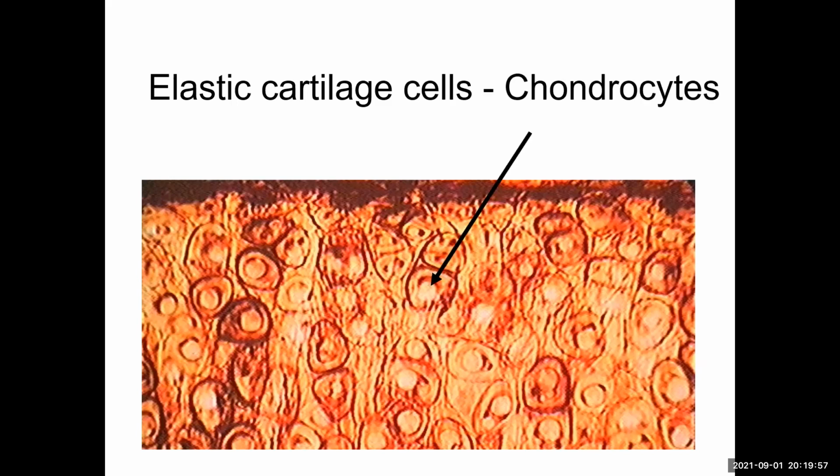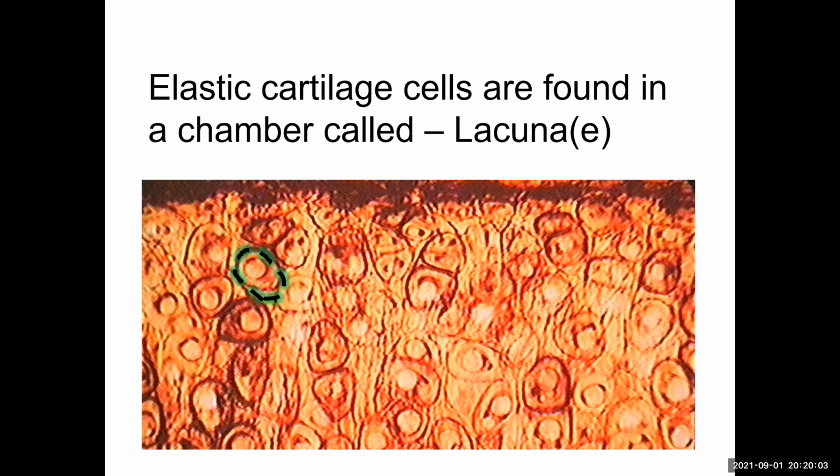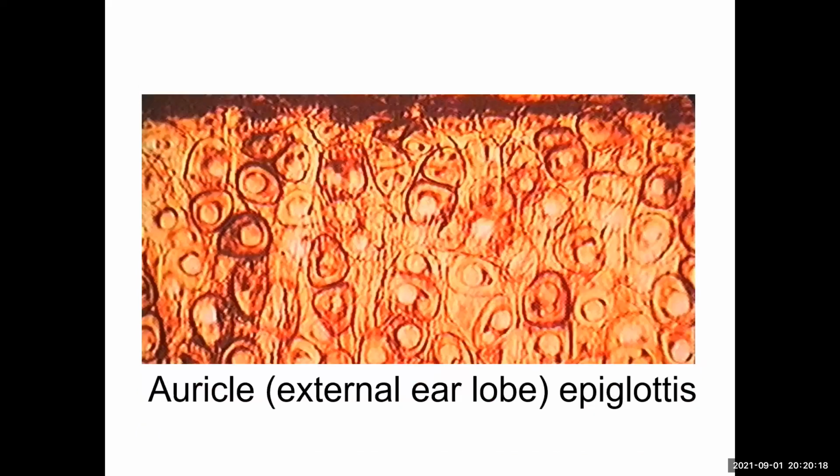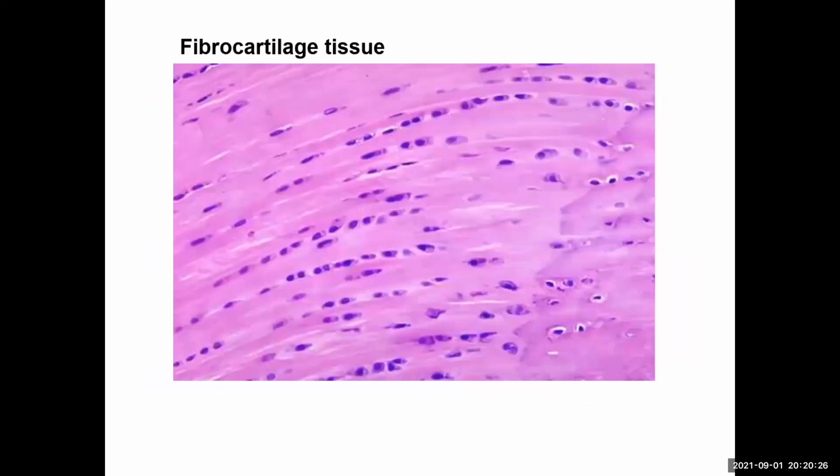So here is, again, a chondrocyte. And that chondrocyte lives inside of that lacuna there. That lacuna is that green dashed line there. Again, space or chamber. And then you've got your elastic fibers, those black lines right here. And we'll find the elastic cartilage in the ear, or the pinna, or the auricle, and the epiglottis.